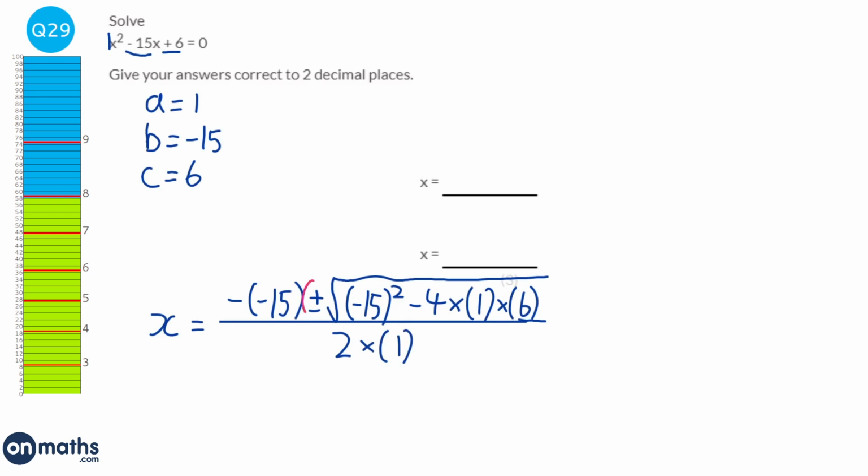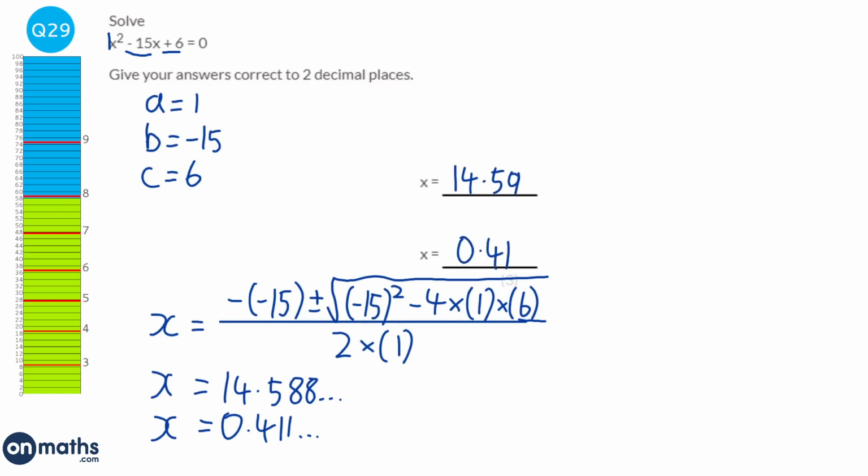Put that into our calculator with a plus there, and you will get the answer of 14.588 blah blah blah. Go back on your calculator and change that to a minus. Most calculators have cursor keys. You can go back and delete it and change it, and you get 0.411 blah blah blah. So to 2 decimal places our solutions are 14.59 and 0.41.